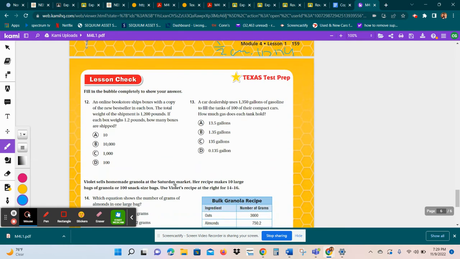All right, let's move over here for number 12. An online bookstore ships boxes with a copy of the new bestseller in each box. Now, the total weight of the shipment is 1,200 pounds. That's the total weight. If each box weighs 1 2/10 pounds, how many boxes are shipped?